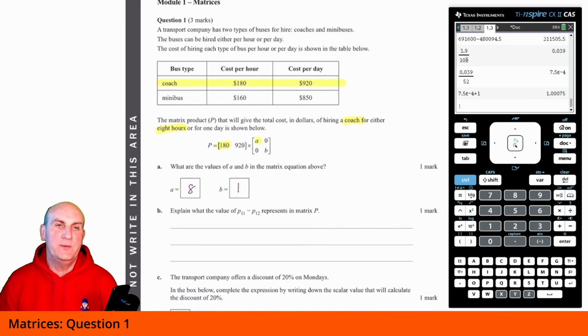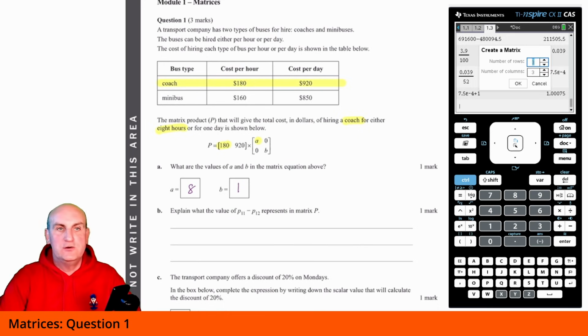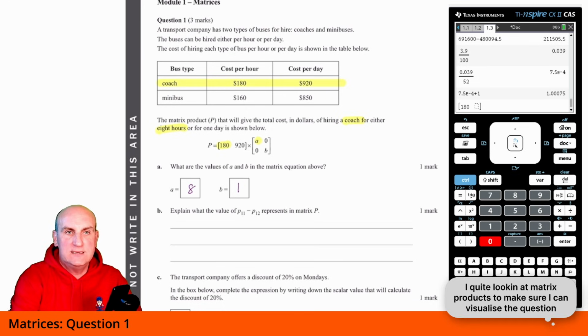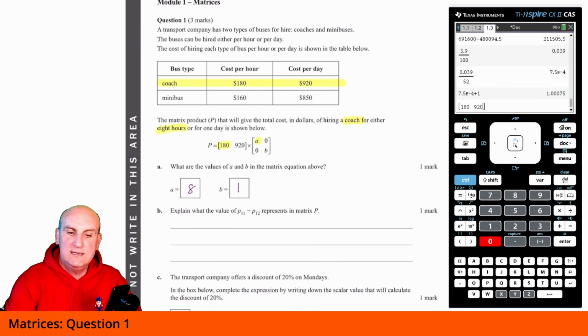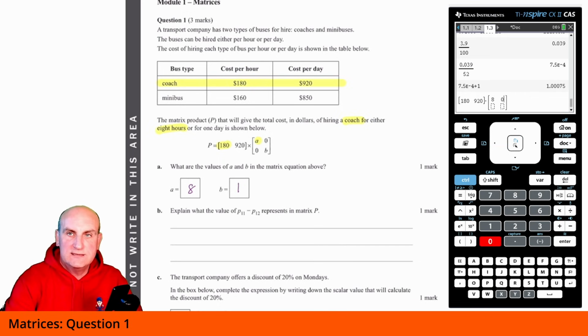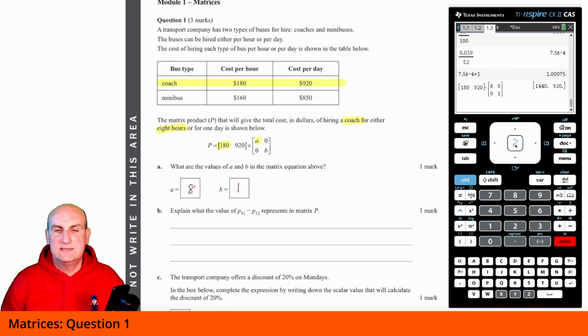Explain what the value P11 minus P12 represents in the matrix. Oh, that's interesting. Let's actually see what the matrix is. Again, you should be able to do this. So let's see what we've got. 1 by 2. So let's do that as 180 and do that one as 920. I'm going to times that by a 2 by 2. Let's use that one there. And we've decided that's going to be 8, 0, 0, and 1. Hit enter, and there we go.